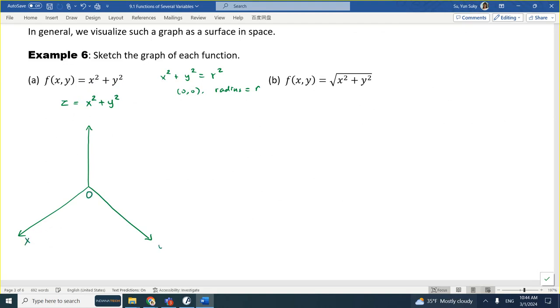So how do we draw it? Okay, we have x, y, and z. Now, do you see if we plug in z is 0? If z is 0, you get x squared plus y squared equal to 0.